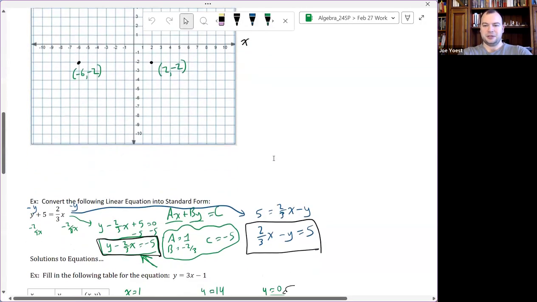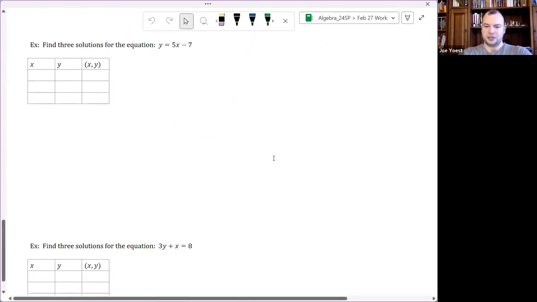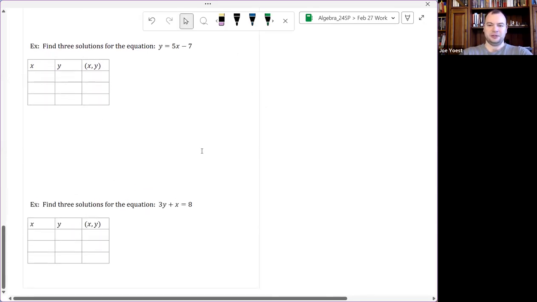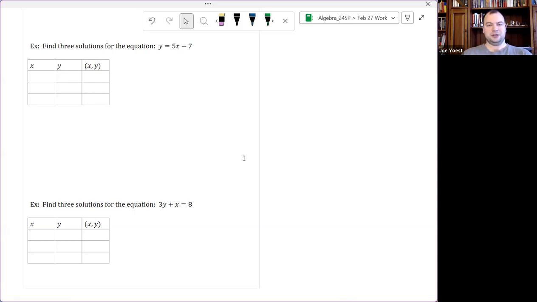Okay, and for the last, let's take 3 minutes until 10:07 and work through these two problems very similar to the last ones. We'll come back and find the solutions on the axes and one more solution in 3 minutes.